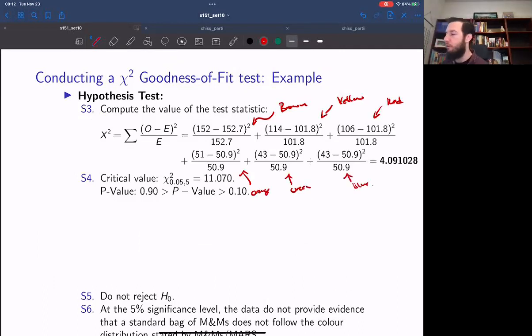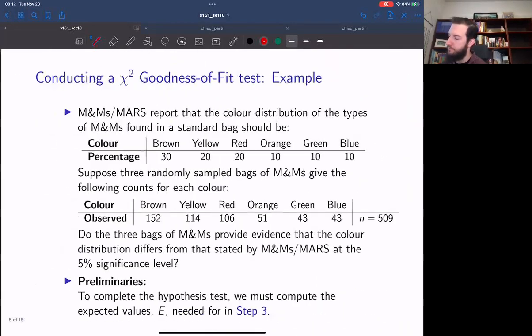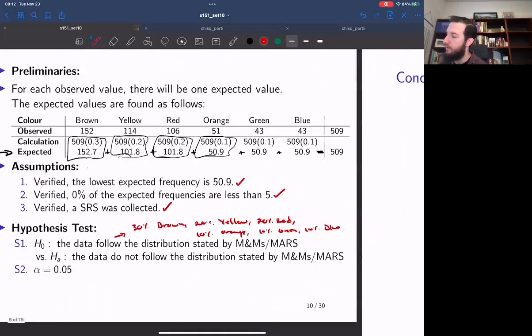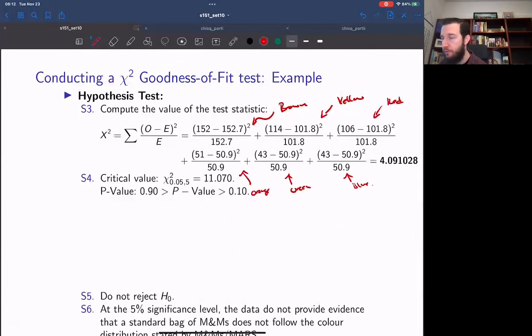So for the brown M&Ms, we had an observed quantity of 152, an expected quantity of 152.7. So you can see we have 152 minus 152.7 squared divided by 152.7. Plus, then for the next outcome, the yellow ones, we have 114 minus 101.8 squared divided by 101.8. So we're just taking the observed, matching it to its expected, subtract, square, divide by the expected. So that's our process for this calculation.